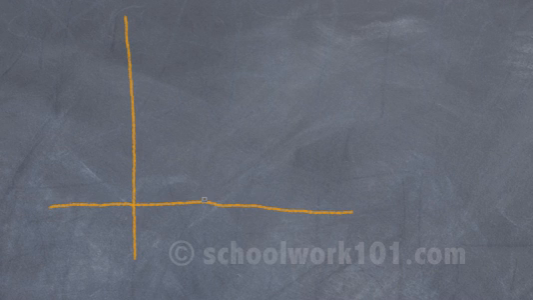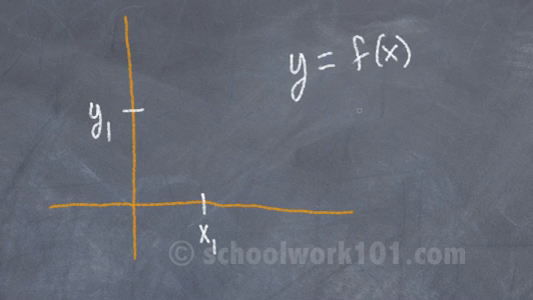Okay, so I pick a point on the x-axis. We'll just call it x sub 1. And I'm going to pick a point over here on the y-axis, and we'll call that y sub 1. Now, if we're graphing our function, and we have some ordered pair, x sub 1, y sub 1, where does it go on our graph?